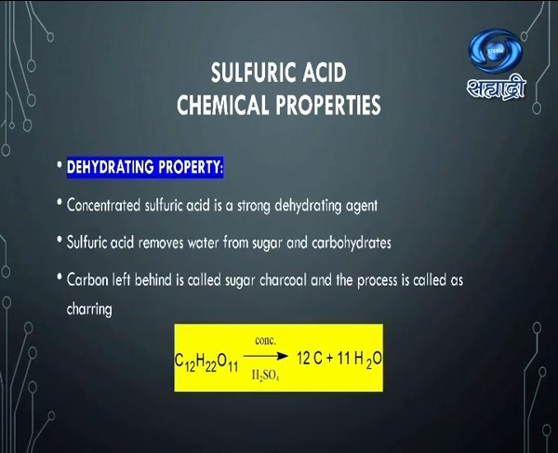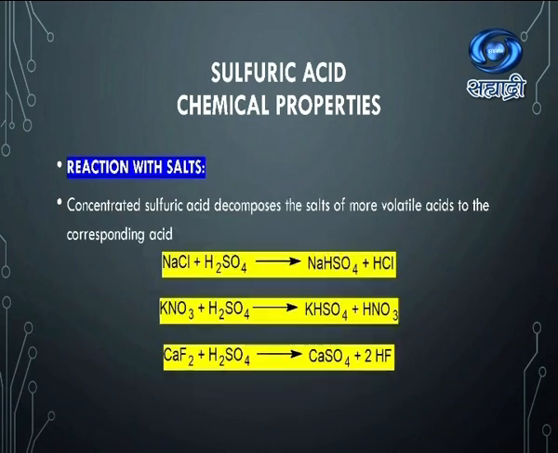Then dehydrating property. Concentrated sulfuric acid is a strong dehydrating agent, meaning it has a very strong affinity for water. So sulfuric acid removes water from sugar and carbohydrates. Carbon left behind is called sugar charcoal, and the process is called charring. So this is the charring process. C12H22O11, sugar, is taken, concentrated H2SO4 gives you 12C plus 11H2O. So this is one of the important properties, that is dehydrating property of sulfuric acid.